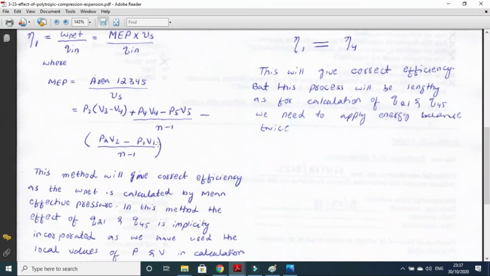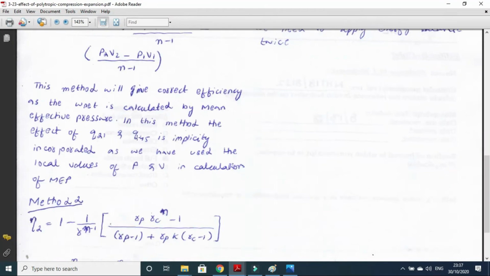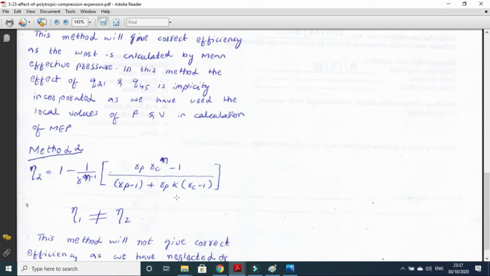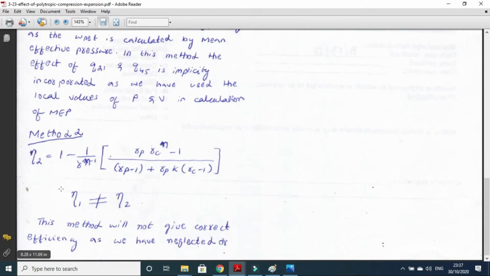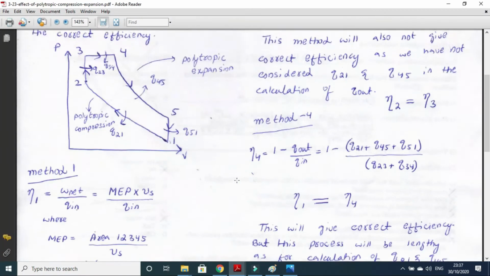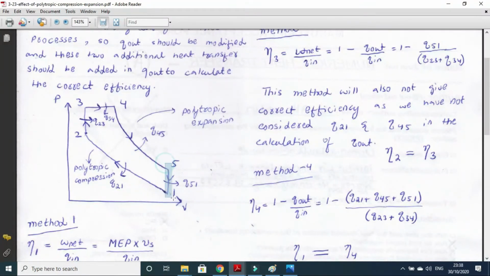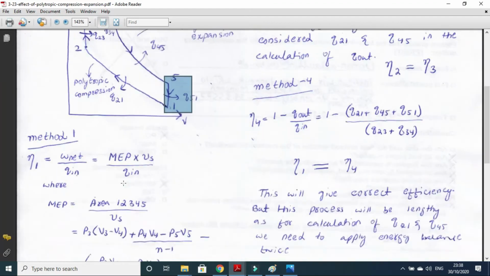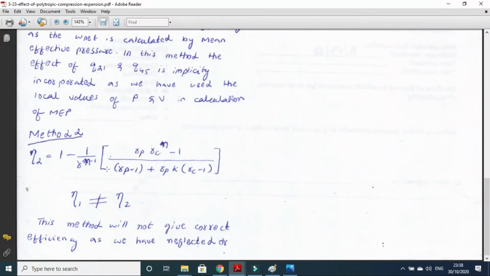So this method will give you the correct efficiency, the correct work output, or the actual work output of this cycle. In method 2, if you calculate efficiency 2 by this formula, then this efficiency will be wrong, because in the derivation of this formula, if you recall, you only considered this Q out. You did not consider Q45 and Q21 in the derivation of this expression.